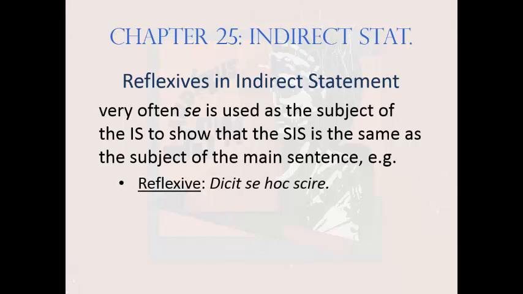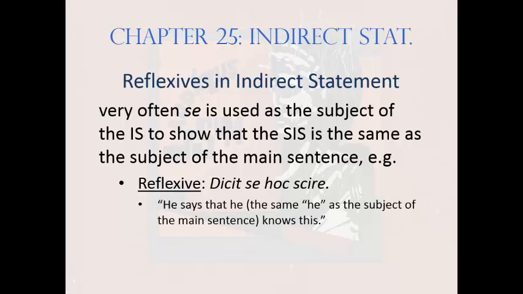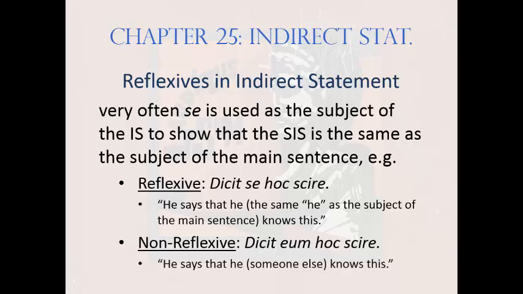Consider this example. Dicit se hoc scire. He says that he knows this. Here both the he's are the same person. By contrast, here's the non-reflexive form, dicit eum hoc scire. He says that he, that is, someone else, knows this.